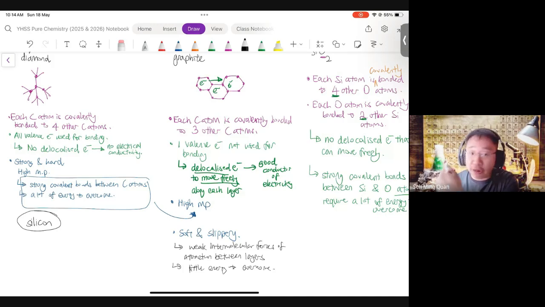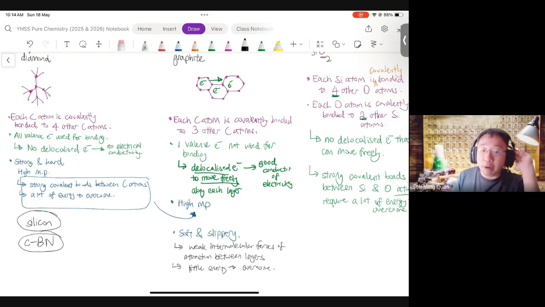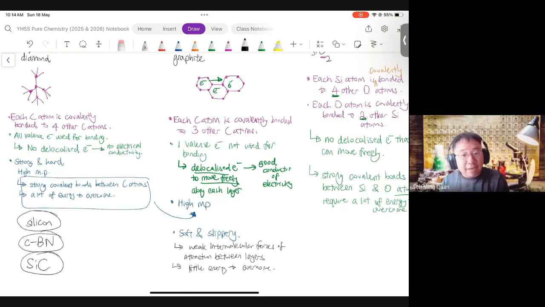It's all inside the notes for covalent bonding. There are others, for instance, cubic boron nitride. Okay, cubic boron nitride is similar to diamond. Silicon carbide is similar to diamond. All right. How about graphite? What is similar to graphite?